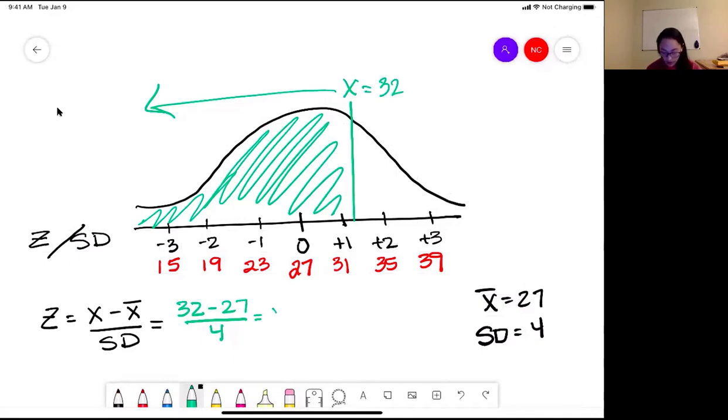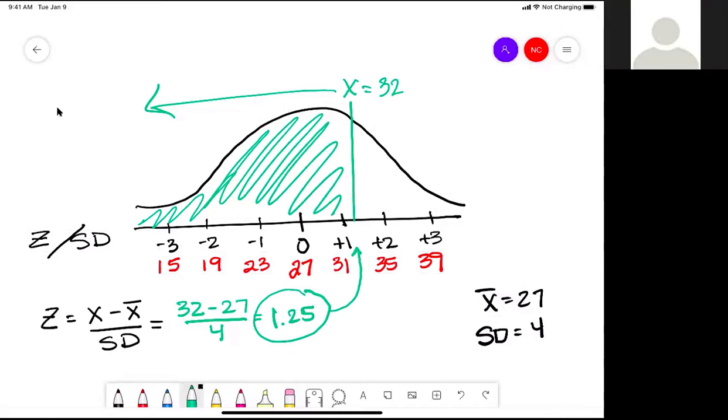So we get 1.25, which makes sense, right? We would expect, if our raw score is between 1 and 2 standard deviations, that this z-score should be between 1 and 2 standard deviations, or 1 and 2 z-scores, right? So we get a z-score of 1.25.